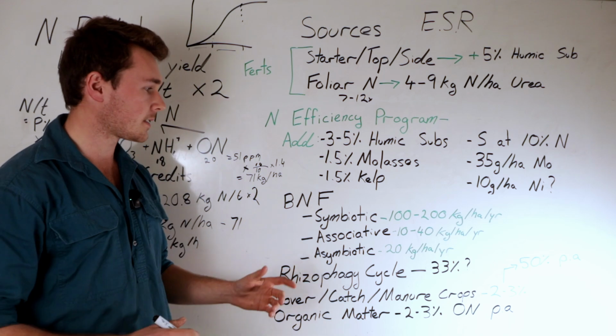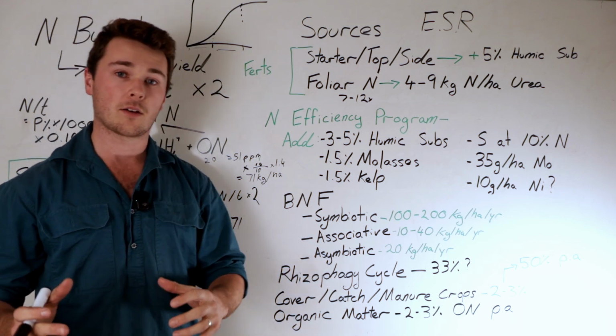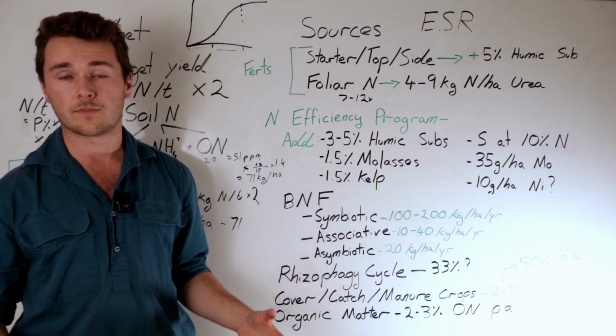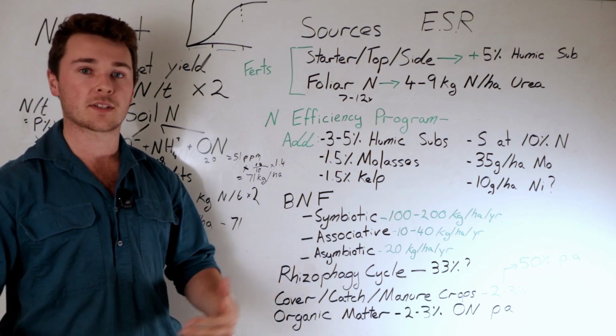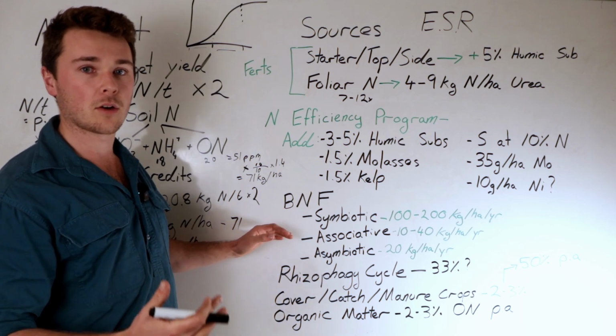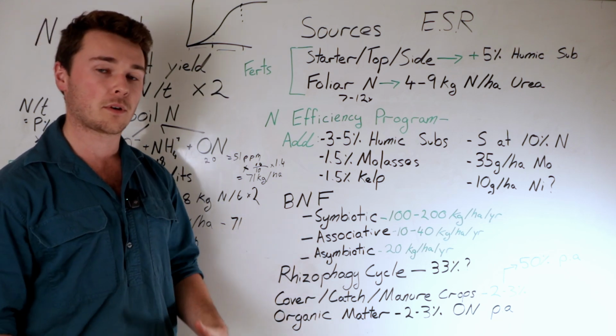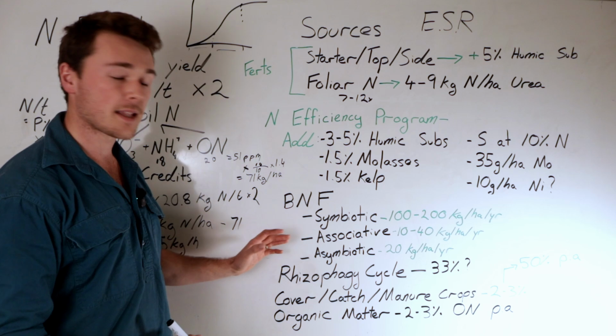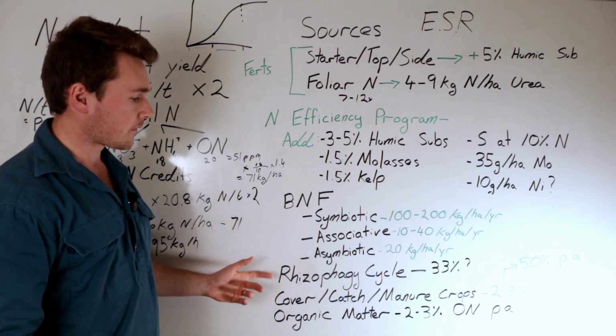So both of these things together, you could probably fix somewhere in the ballpark of 10 to 50 kilos of nitrogen per hectare, potentially even more, just depending on your system. Obviously, this is dependent on carbon inputs, which is dependent on rainfall and temperature. So it depends on your area.